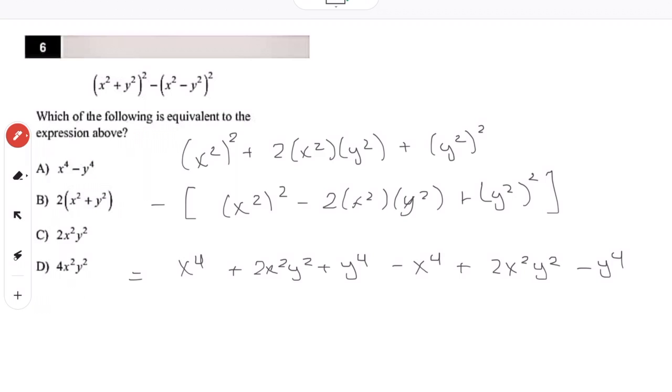Now we can just cancel out the numbers. X to the fourth and negative x to the fourth cancel out. Y to the fourth and negative y to the fourth cancel out. So we're left with these two together. So we have 4x squared y squared.